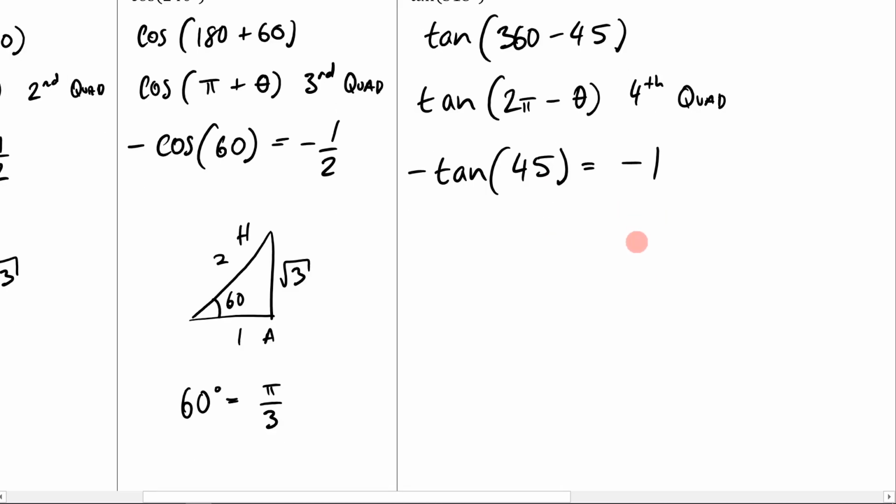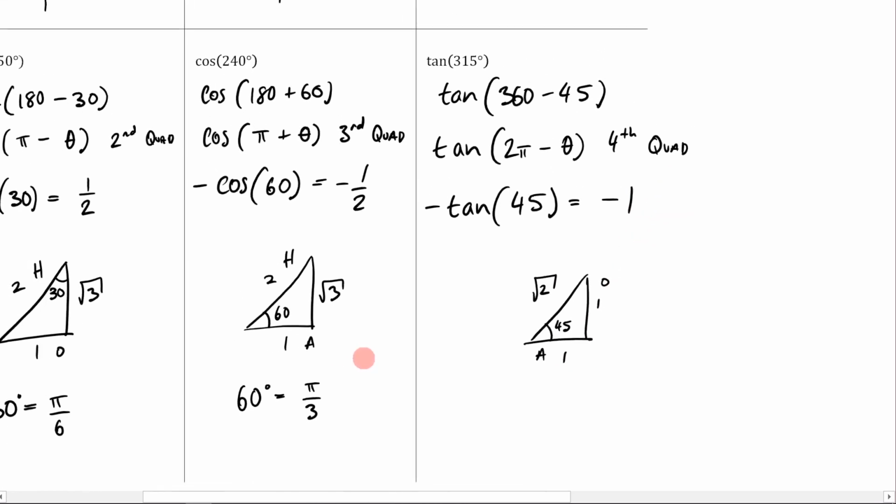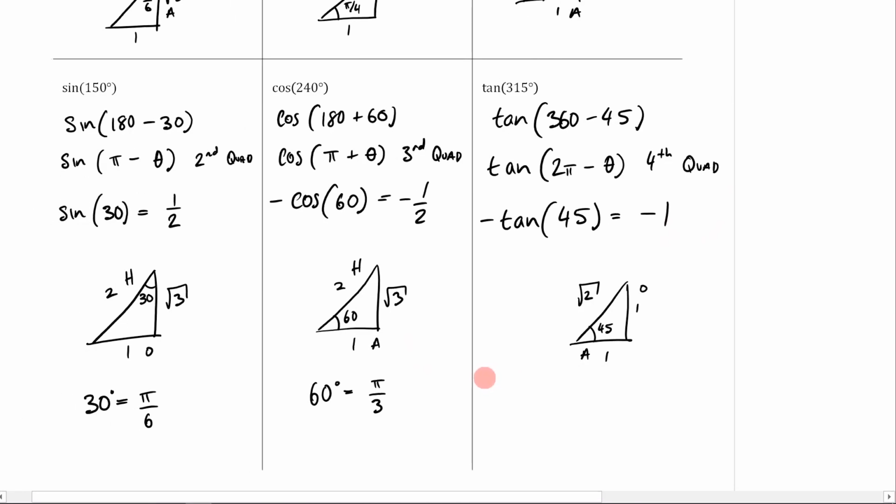But now even I'm doubting myself. Let's draw a triangle here. This is going to be 45 degrees. This is 1, this is 1, this is the square root of 2. Tan is opposite over adjacent. 1 over 1 is 1. That's how we're getting it. All right, so just be careful as you're going through it. Don't make any silly mistakes.